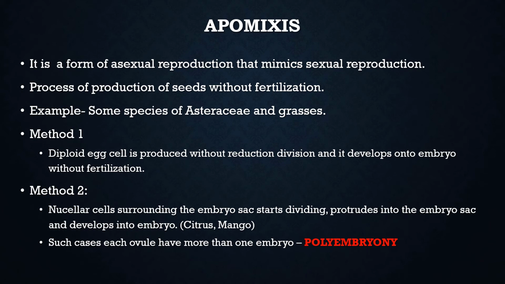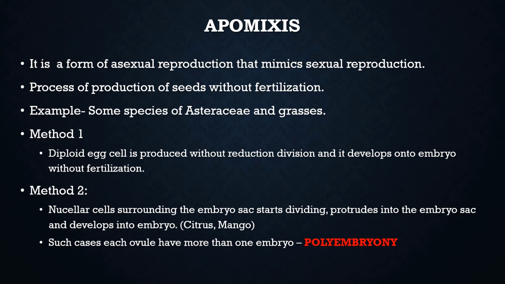So how does it do it? One method is that, in some cases, a diploid egg cell is produced without meiosis. It will be in 2n form, and this 2n diploid egg cell directly develops into an embryo without fertilization, and as it develops, it gives rise to the seed also. The second method is the involvement of the nucellar cells. Outside the embryo sac, the nucellus is the nutritive tissue, and in some cases of citrus like lemon and mango, these cells start dividing and protrude into the embryo sac, and then develop into the embryo. In such cases, we typically see more than one embryo inside a single ovule.